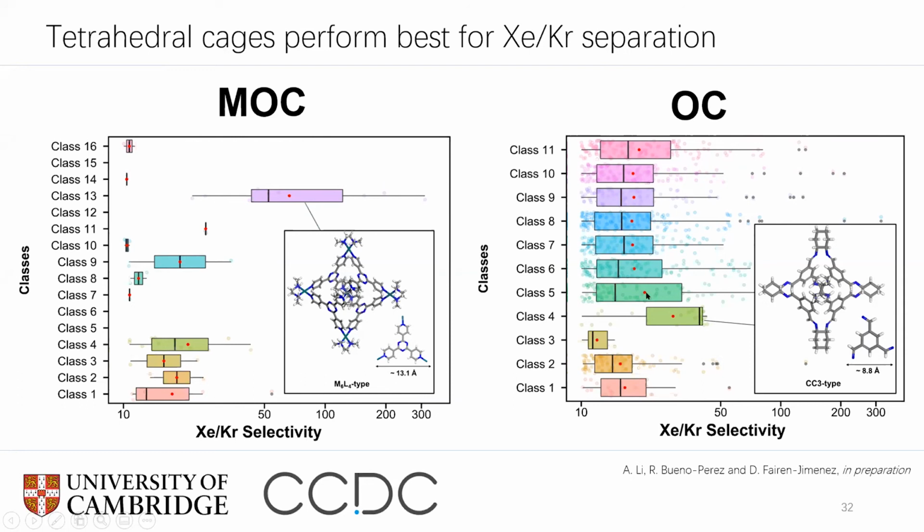And when you look at what these cages are, class 4 in organic cages actually corresponds to the CC3 cage that's been previously shown to be the best performing structure for xenon-krypton separation on several occasions. And the class 13 over here for metal organic cages is also a similar shape. It's also a tetrahedral cage, but it's a metal organic equivalent with longer linkers. And so we were basically able to reproduce previous results that were found in the literature and also find a metal organic equivalent to that.